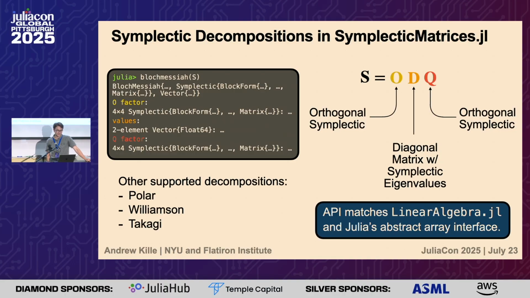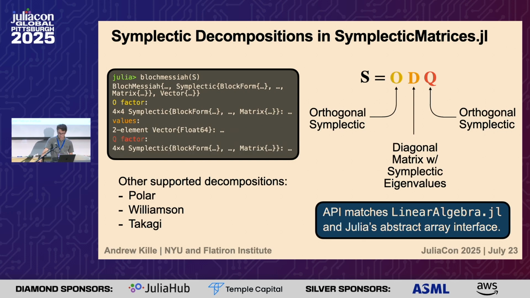Just to give an example, there's a decomposition called the block Messiah decomposition. It's also known as the Euler decomposition, where you can basically factorize a symplectic matrix in terms of an orthogonal symplectic matrix times a diagonal matrix with its so-called symplectic eigenvalues times an orthogonal symplectic matrix.